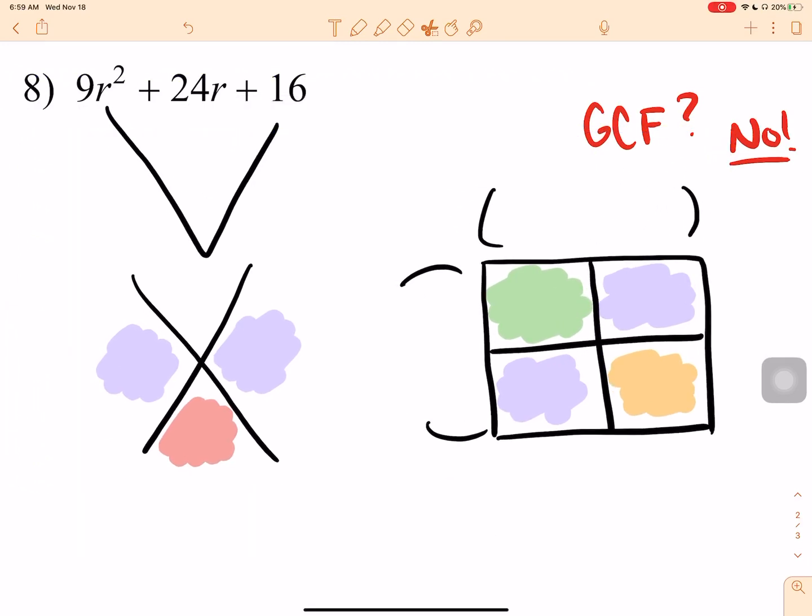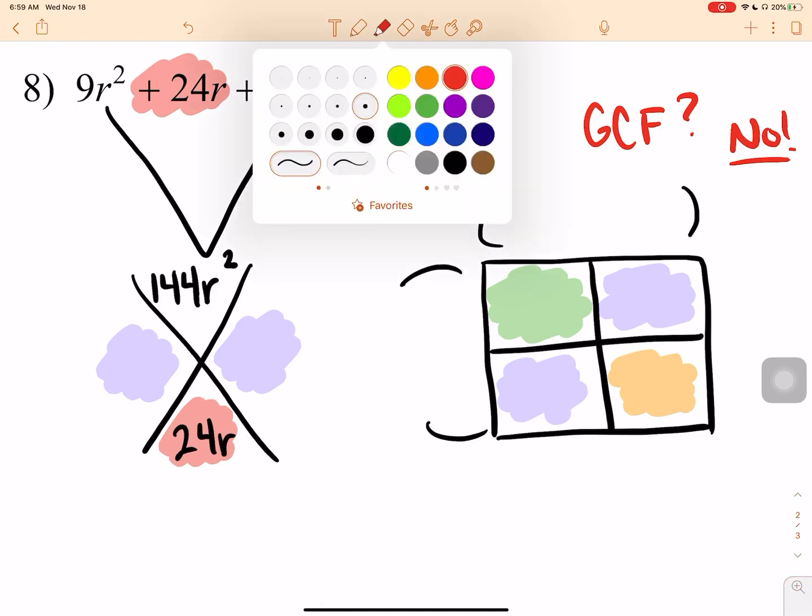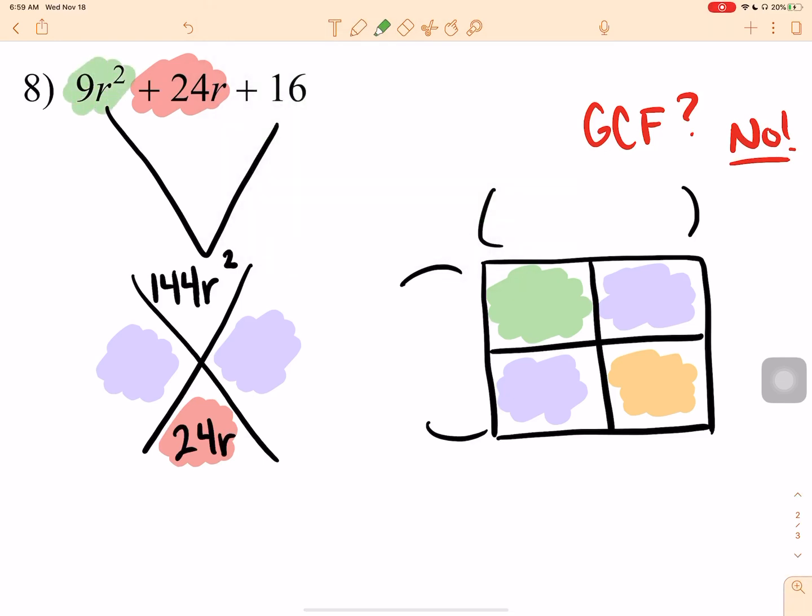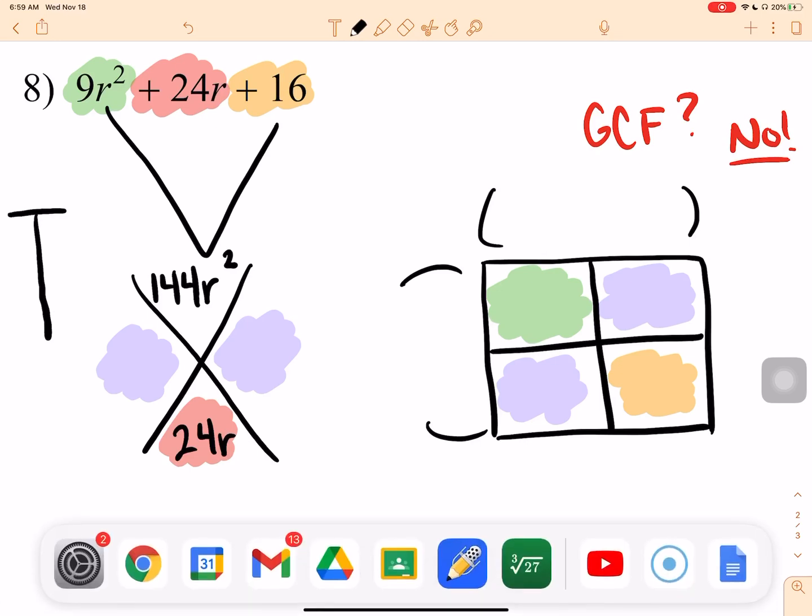So here, 9 times 16 is 144. So we have 144r squared. The 24r goes on the bottom. So we have to find what 2 factors multiply to 144 and add to 24. Okay, so we're going to start making a little chart here of all the factors of 144. I'm going to show you how I do this.